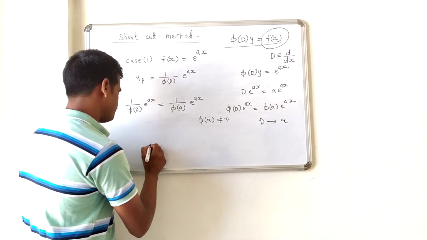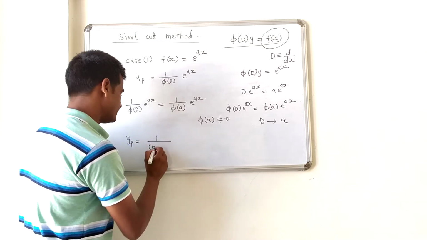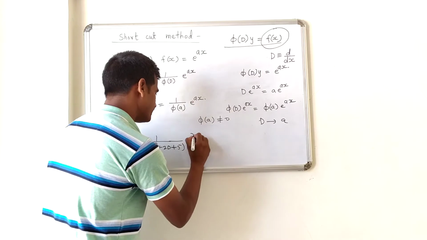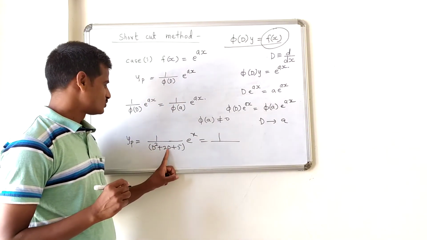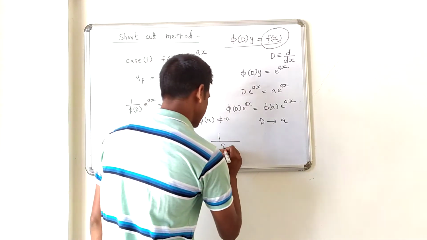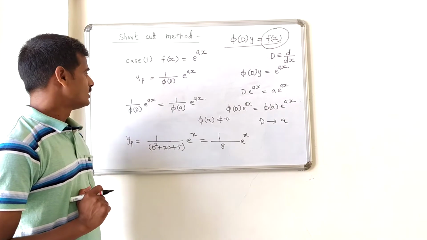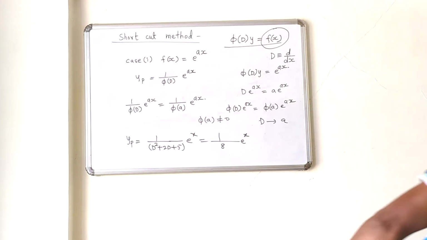So if you come across the exponential case, you just replace D by a. For example, what is the particular integral in this case? yp is equal to 1 upon D square plus 2D plus 5 operated on e to the power x. So I replace D by 1, giving 1 plus 2 plus 5. So it is 1 by 8 e to the power x. Now what will happen if phi of a is equal to 0?